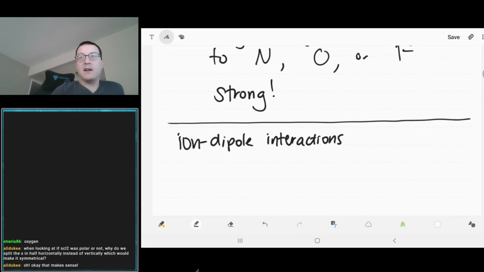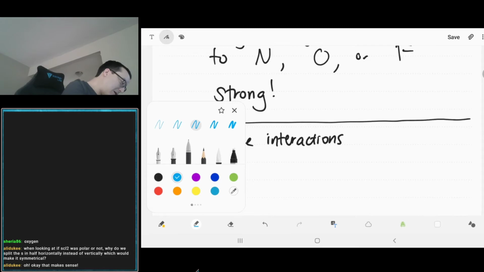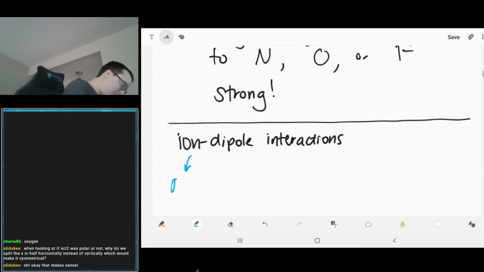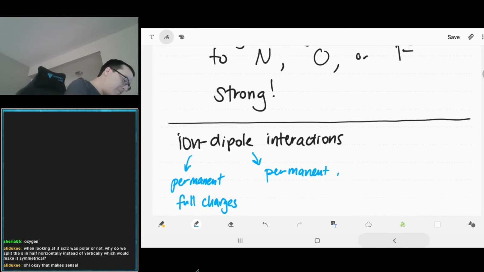So, we basically now are going to be talking about what happens when an ion interacts with a dipole. And remember, ions have permanent full charges, whereas dipoles were permanent partial charges.